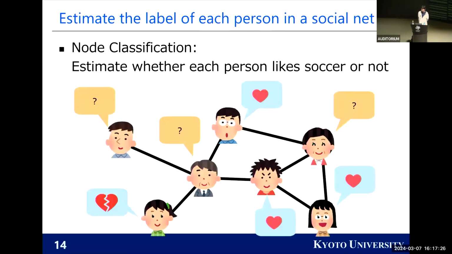And more precisely, we will see an example of node classification. Suppose we want to estimate whether each person is interested in soccer or not in a social network. We're given training examples which show which persons like soccer or not. And we are given a social network, and we know that she is not interested in soccer and he likes soccer, and so on. And we want to estimate the labels of the remaining nodes.